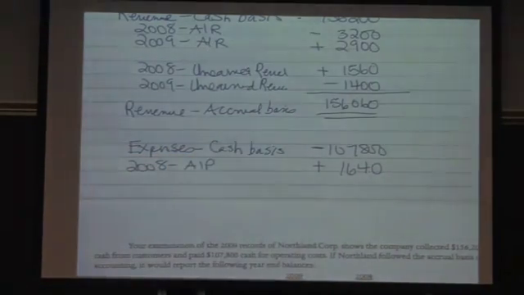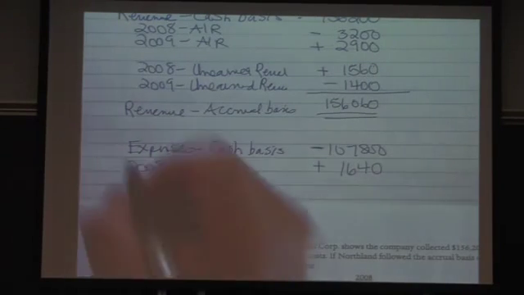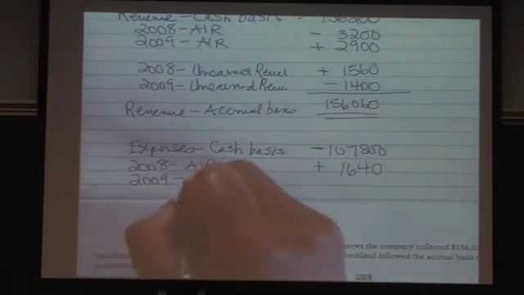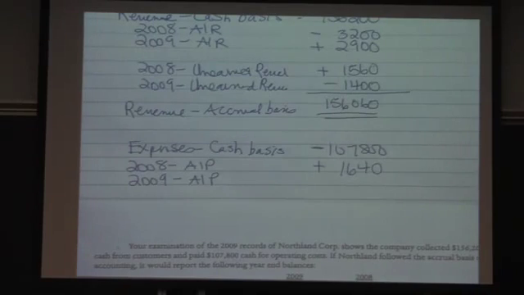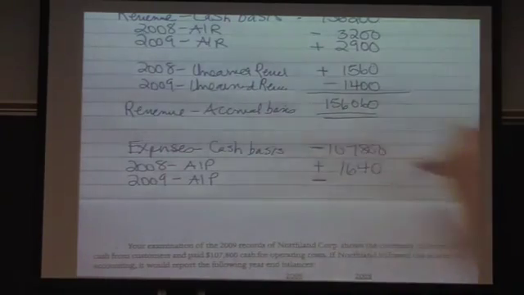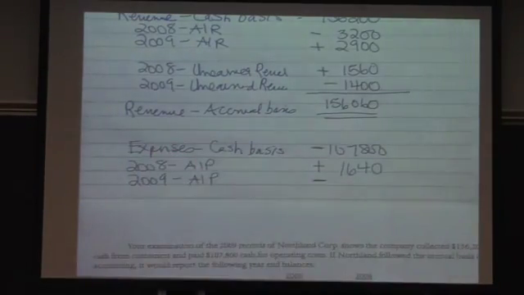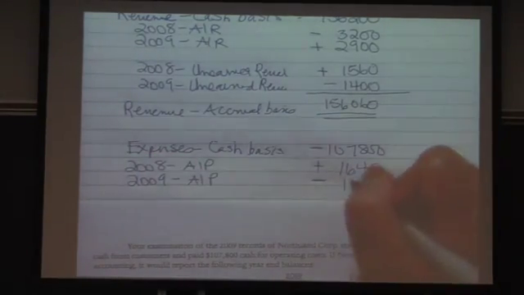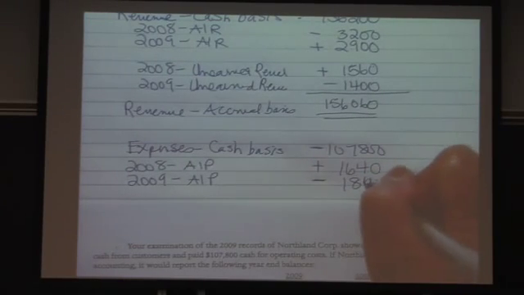I'm going to short form accounts payable as AP. And of course, 2009 accounts payable was an expense that was incurred in 2009, but will not be paid until 2010. But under the accrual basis, we need to recognize that as an expense for accrual. So I'm going to take 1810.